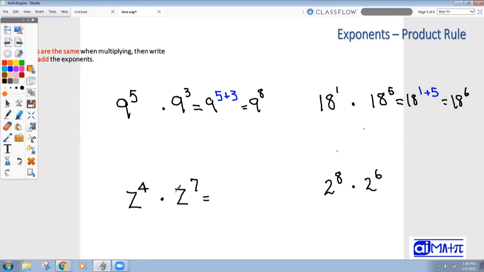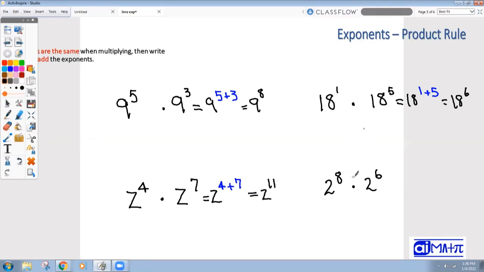Here we have z to the 4th times z to the 7th. And of course, we will rewrite this as z to the 4th plus the 7th. And our answer would be z to the 11th power.